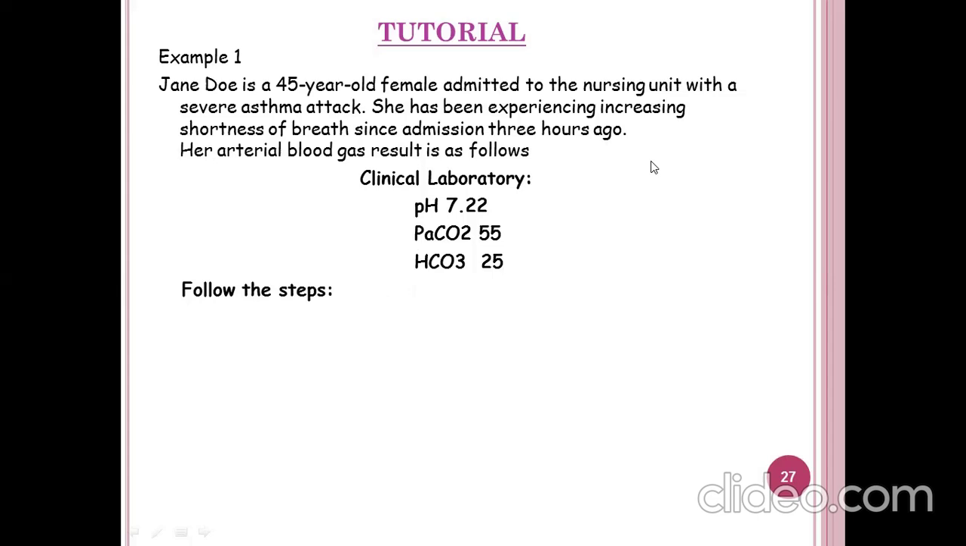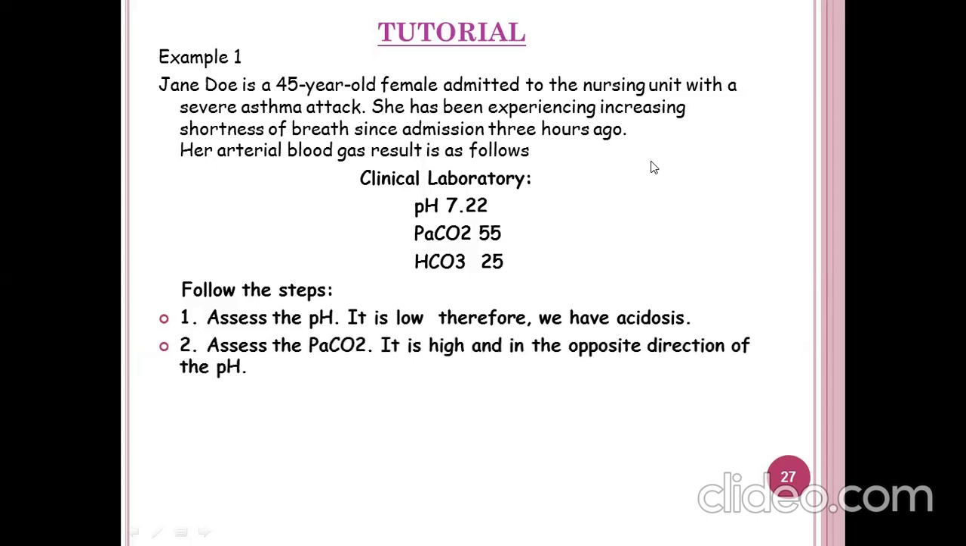Okay, just see here. How do you find out? First step, assess the pH. The pH is decreased, so it is nothing but acidosis. Another step is to assess the partial pressure of carbon dioxide. It is high, in the opposite direction of pH.